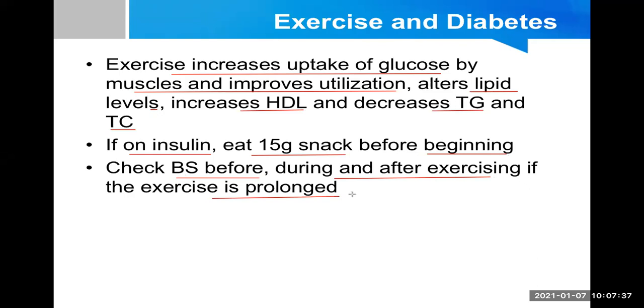Why is the chance of hypoglycemia there? Because there is increased utilization of the glucose. The glucose can enter into the muscle cell even without the help of insulin. So that's why there is a chance. But benefits are so many, so we always encourage this patient to go for exercise.